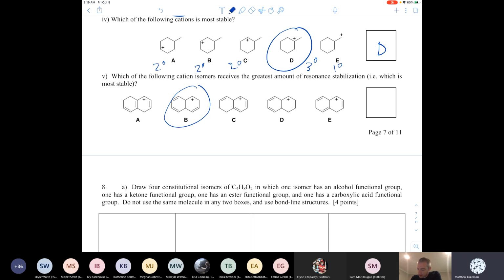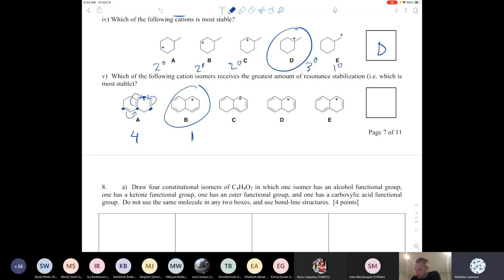Compound A, you could push electron pairs like that and put the charge there. You could put those ones over there and put the charge there, or you could put the electrons from this bond in and put the charge there as well. So this can share that charge over 4 atoms. It's got 4 different resonance structures. This only has one resonance structure, or one form, which is the one that's drawn.